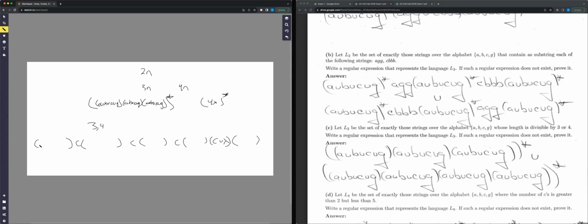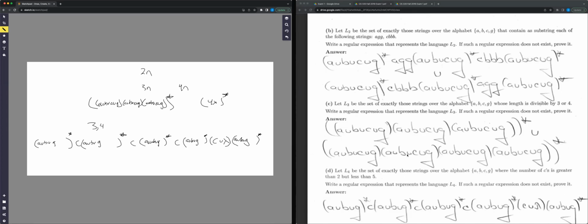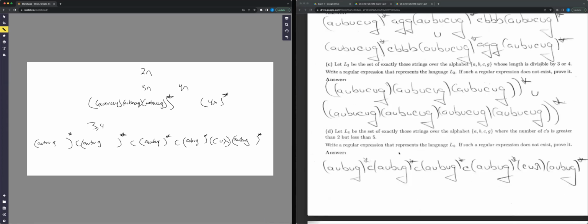Yes, anything that's not C's. So A or B or G star, A or B or G star, A or B or G star, A or B or G star, A or B or G star. Right, so this will get you 3 or 4.